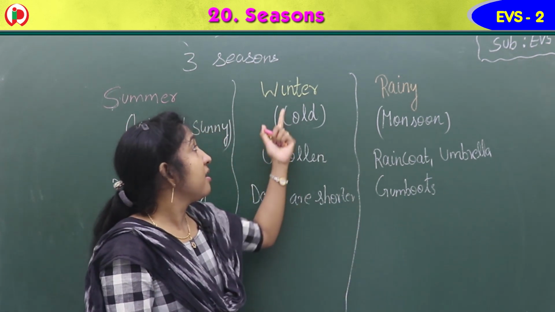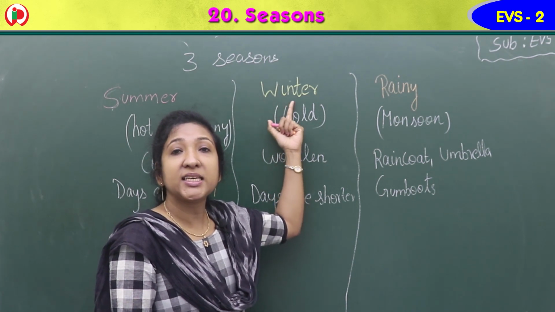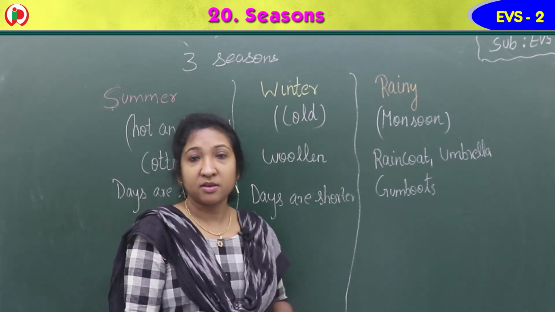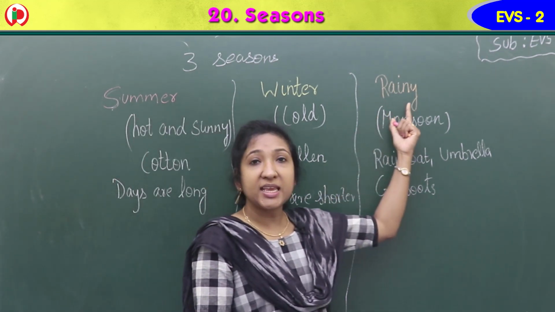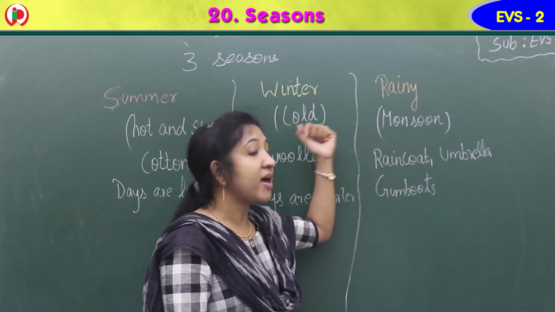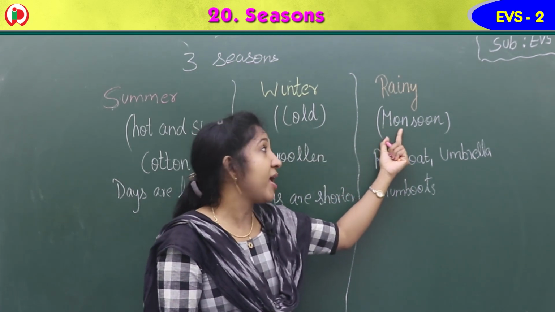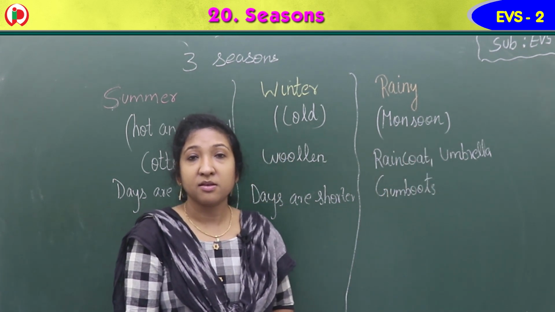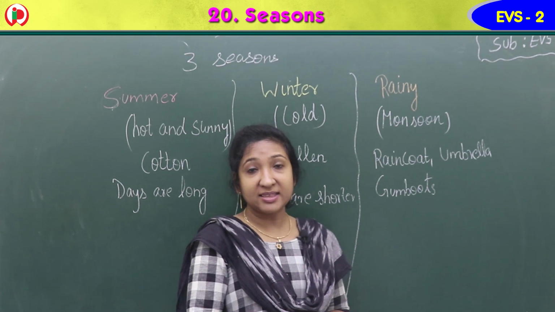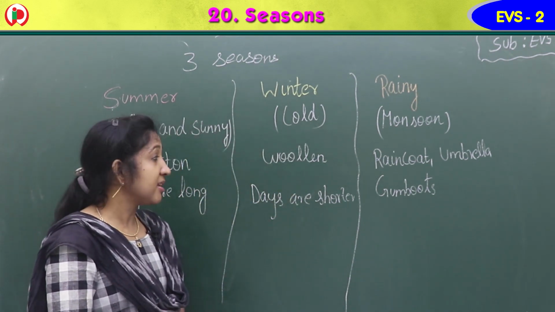Next season is winter. What is the spelling? W-I-N-T-E-R. Winter. It is a very cold season. Next is rainy, R-A-I-N-Y, rainy season, or monsoon, spelling: M-O-N-S-O-O-N, monsoon. Yes, then there are two other seasons that we learned. What season did we learn?